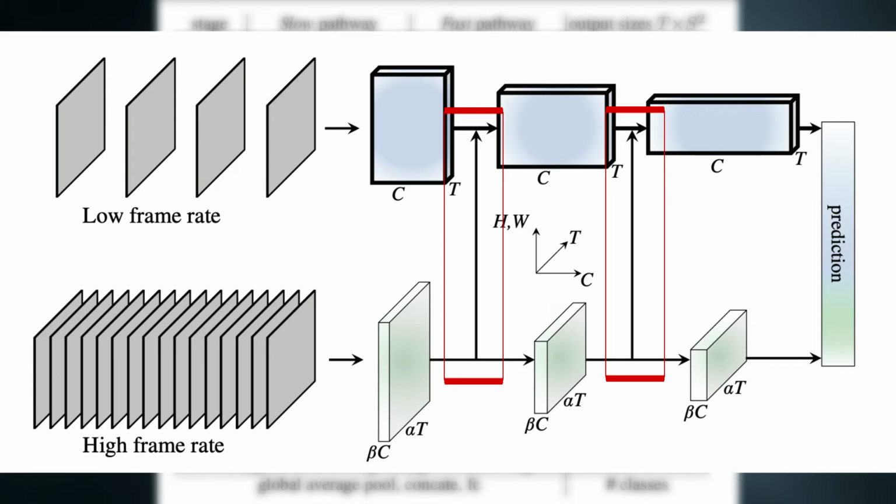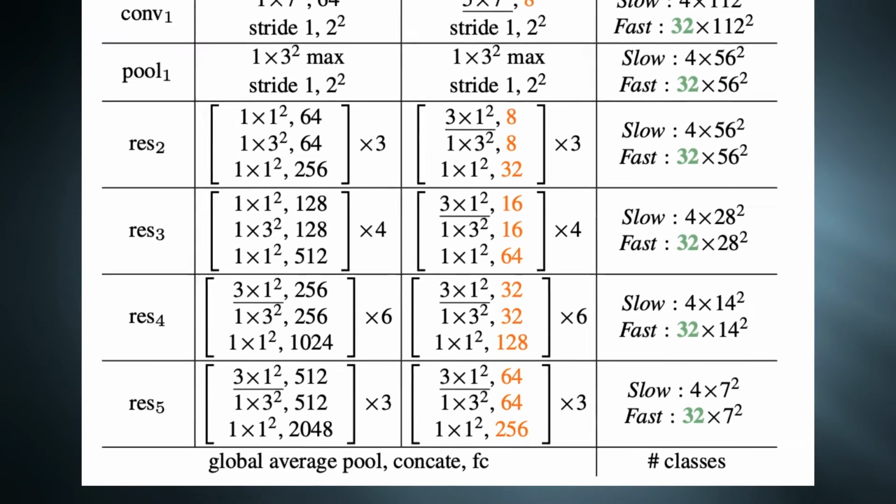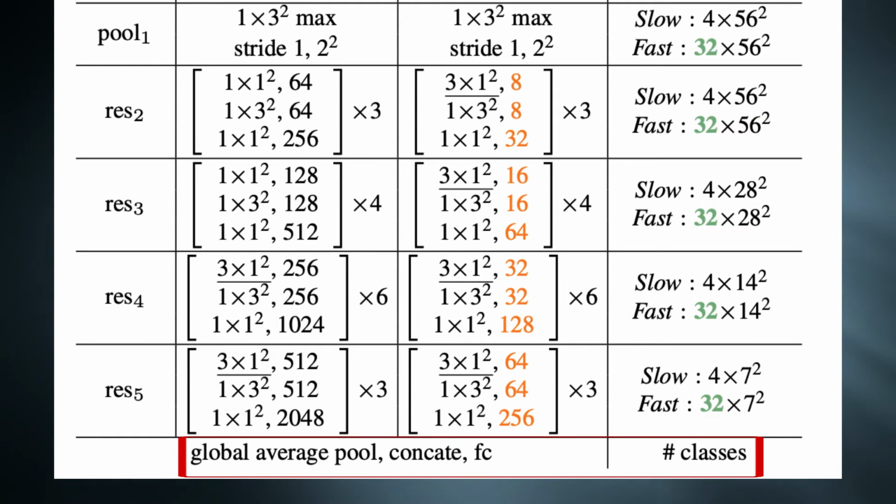There are lateral connections from fast pathway to slow pathway so that motion information can be combined with the semantic information, which ultimately improves the model's performance. At the end of each pathway, the authors used a global average pooling layer which concatenates the result from both pathways and reduces dimensionality. Finally, a fully connected layer with softmax function classifies the action being performed in the input clip.